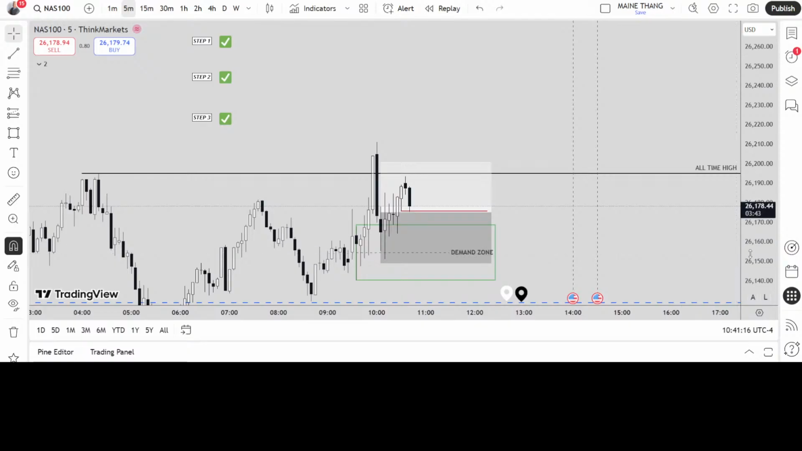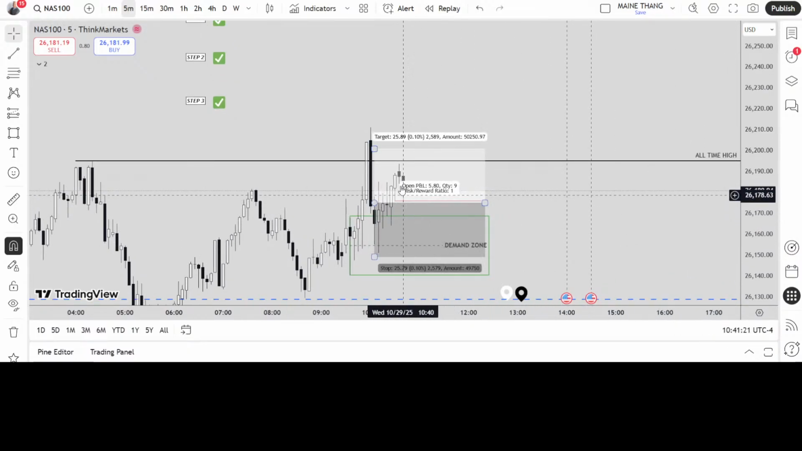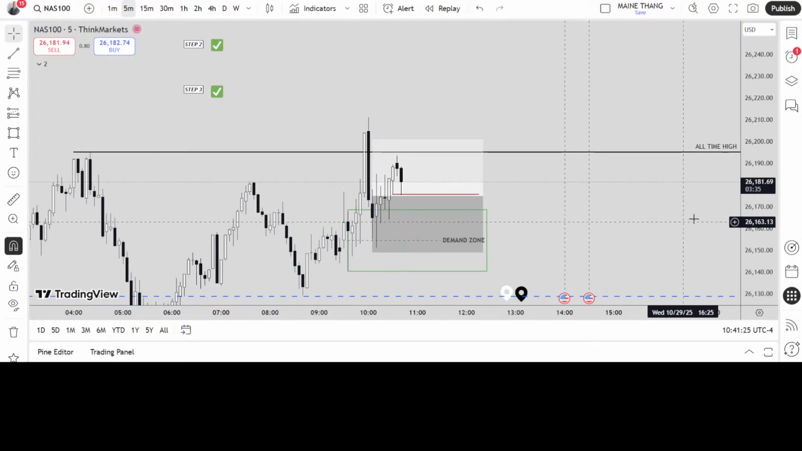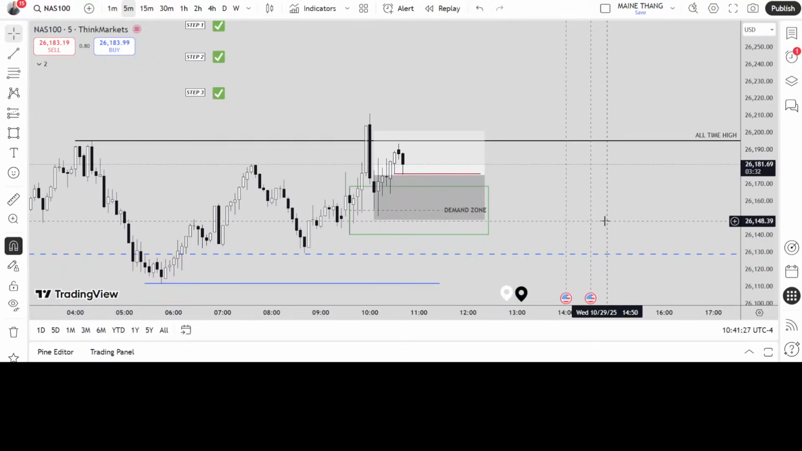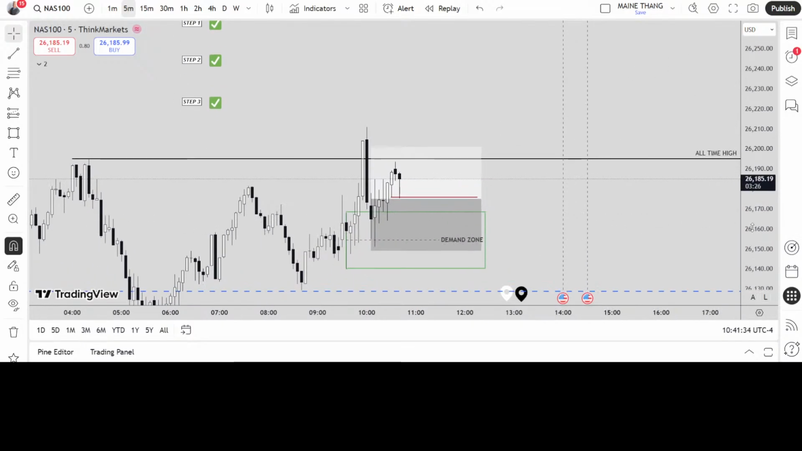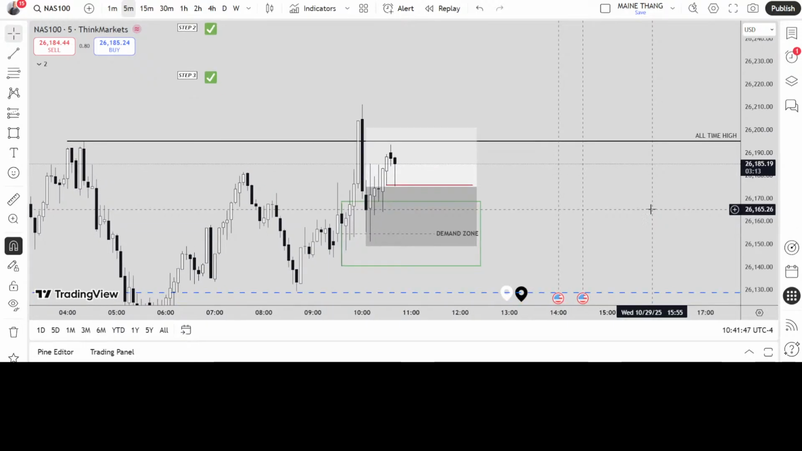So we followed our rules. It was just going too slow for me, so that's why I moved the stop to break even. So we're still in the green. Don't try to flip on me now. Don't try to flip on me now.